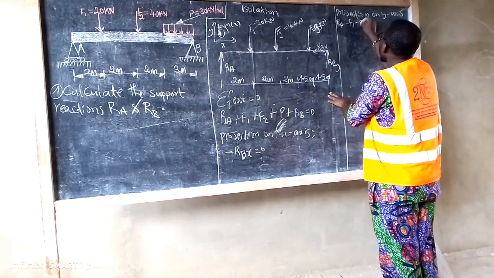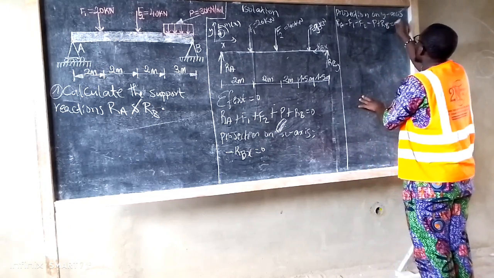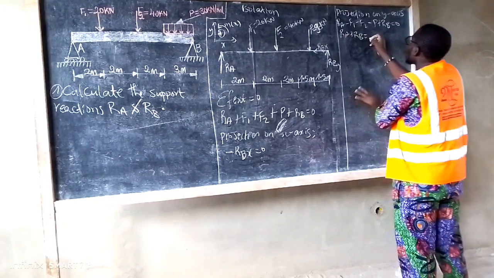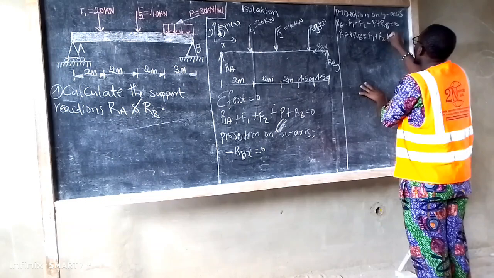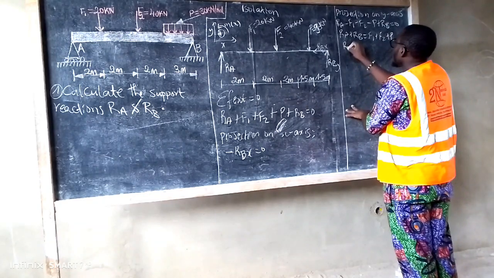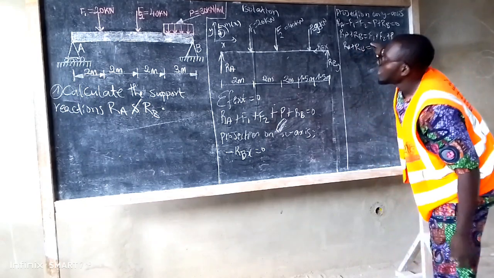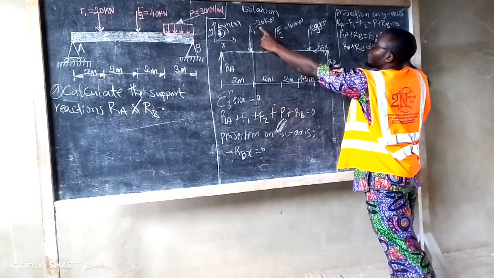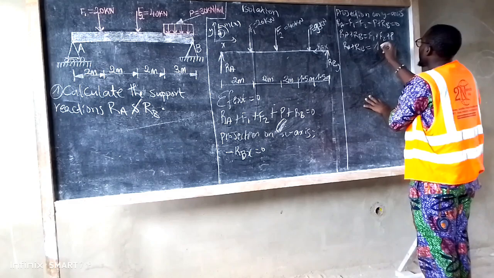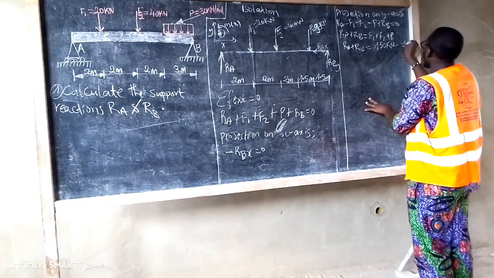minus F1 minus F2 minus P plus arrow B equal to 0. So we are going to have arrow A plus arrow B is equal to F1 plus F2 plus P. Right? So arrow A plus arrow B is equal to, the value for our F1 there is 20, the value for F2 is 40, so this is 60. 60 plus 90, we have 150. So we have 150 kilonewton. This is our equation 1.